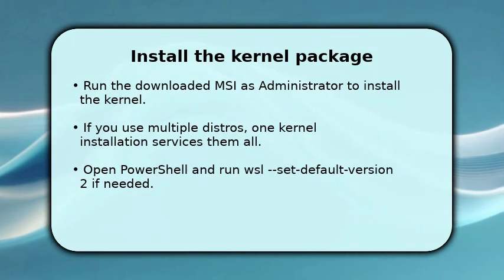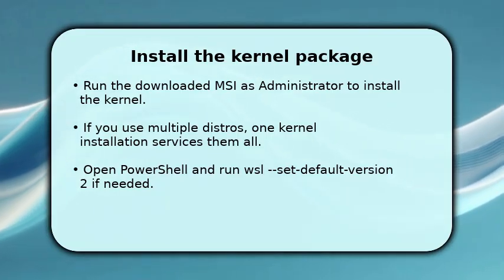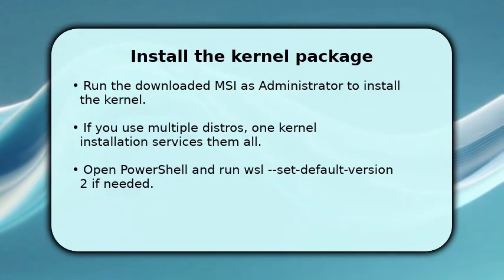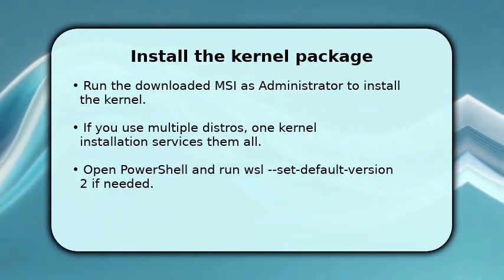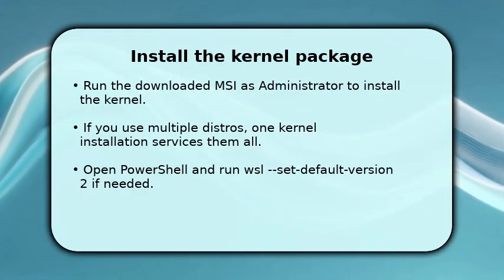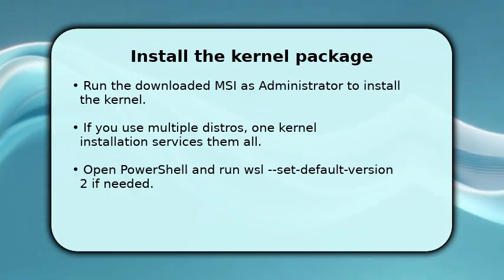You run the MSI installer with administrator privileges. Right-click and choose Run as Administrator so the kernel files install under Program Files and System Paths. Once installed, every WSL2 distribution on the machine will use that updated kernel, so you don't update per distro.